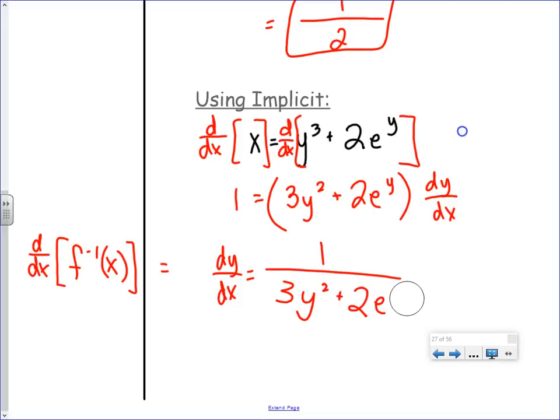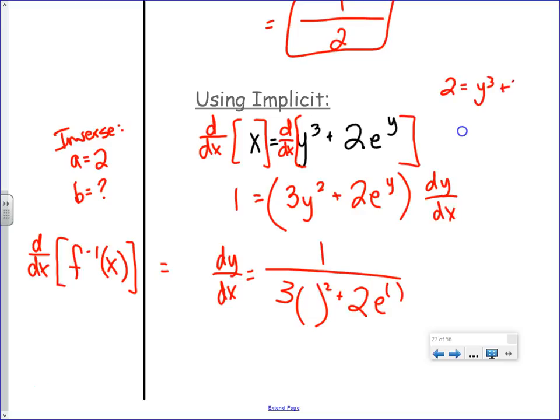Now hold on. We want to plug in to that y spot. How are we going to do that? We know A, right? If this represents the inverse, which it does, we know the inverse has an x value of 2. But how do I plug in y? That's an x of the inverse. I need the y of the inverse. Who's the y of the inverse? B. Where do I plug the x of the inverse into? Right there. And I say, okay, 2 is equal to y cubed plus 2e to the y.